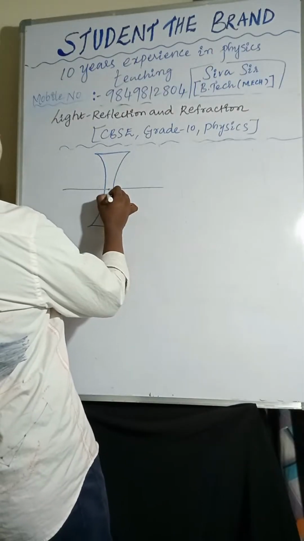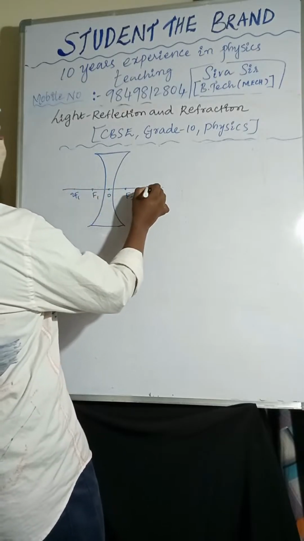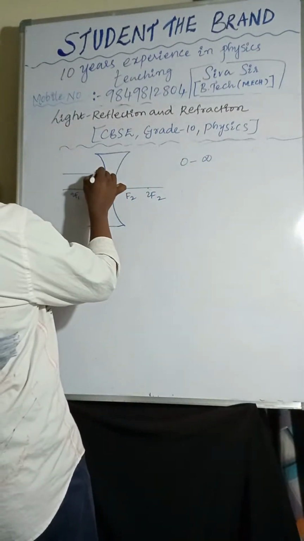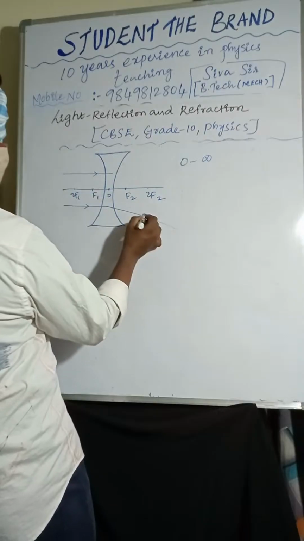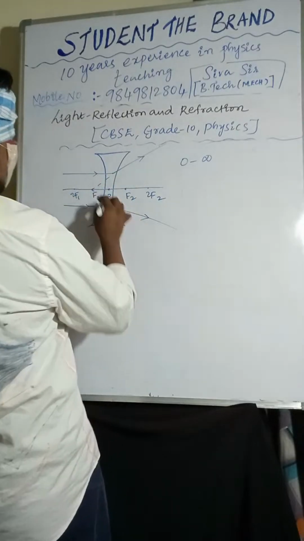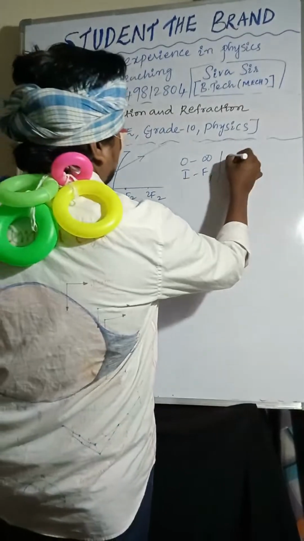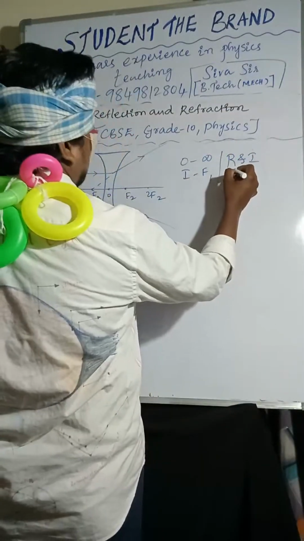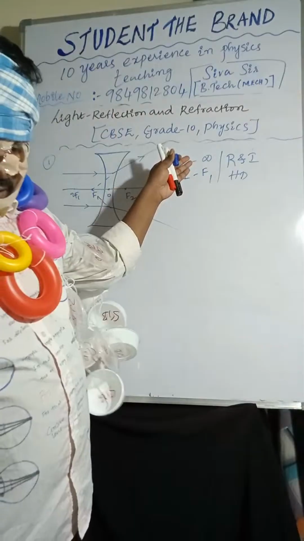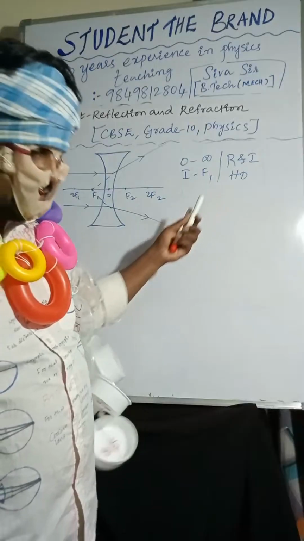I'm taking optic center, F1, 2F1, F2, 2F2. The object is at infinity. I'm taking two light rays. If you extend the light rays, they meet at F1. The image is forming at F1. The nature of the image is real and inverted. The size of the image is highly diminished, a point-size image is forming.